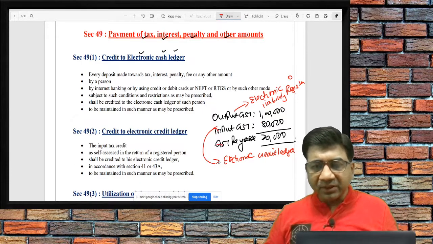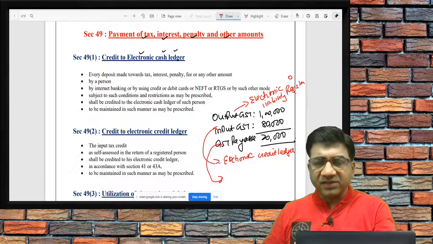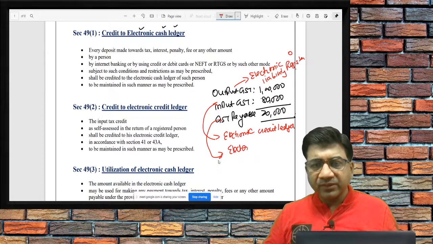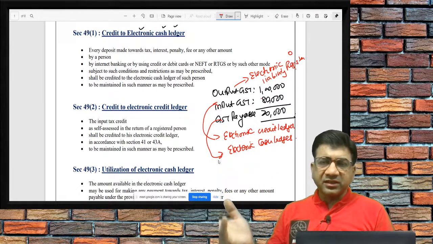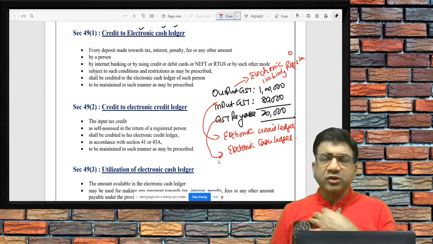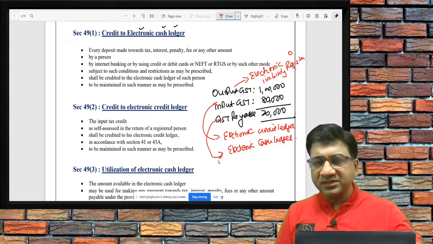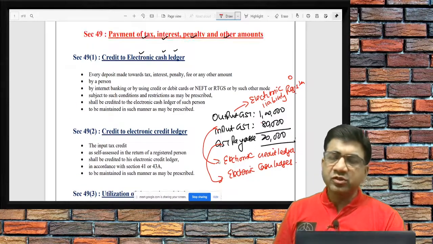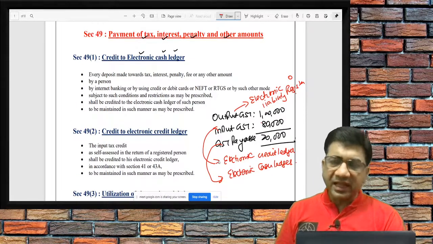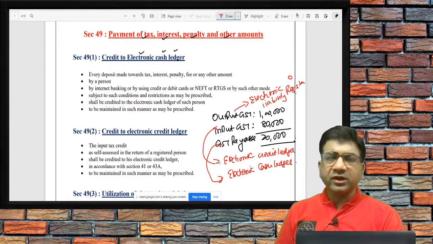And this GST payable of 20,000 has to be discharged by payment of cash, and that cash has to be deposited in the electronic cash ledger. They could have written ledger for that too, the electronic liability register could have been called the electronic liability ledger. So the electronic liability register discloses your output liability. The electronic credit ledger contains your credit of the input taxes, and then the payment has to be done by debit to the electronic cash ledger. So the liability register's liability has to be met by debiting either the electronic credit ledger or the electronic cash ledger.